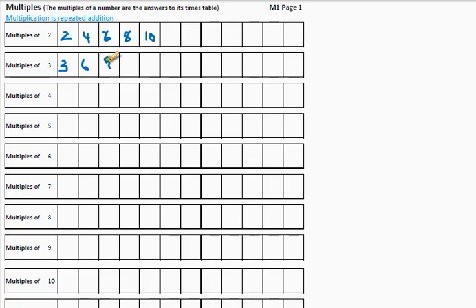Now you go and fill in, remember your multiples start at the number. You are going to try to do all of this up to 12 times 2, up to 12 times 3. We try to learn our times tables up to 12, okay? It's quite helpful. Pause the video and you try to write down those multiples now.